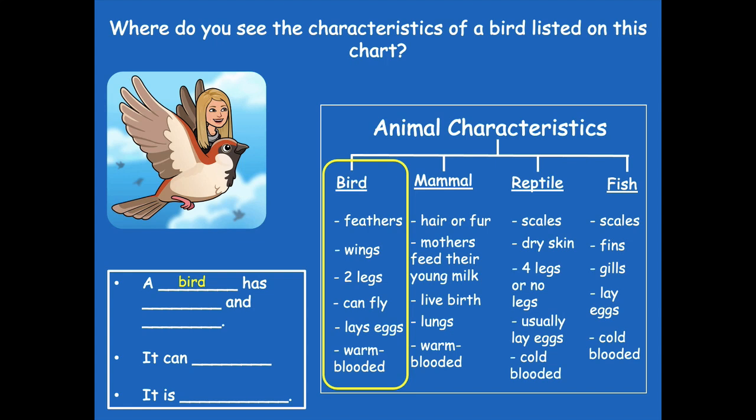So a bird has feathers and wings. And a bird, let's look. Oh, it can fly, right? Or I could say it lays eggs. And I could say it is warm-blooded. So I can use the characteristics in my chart to help me fill in some sentence frames for that bird or that animal.